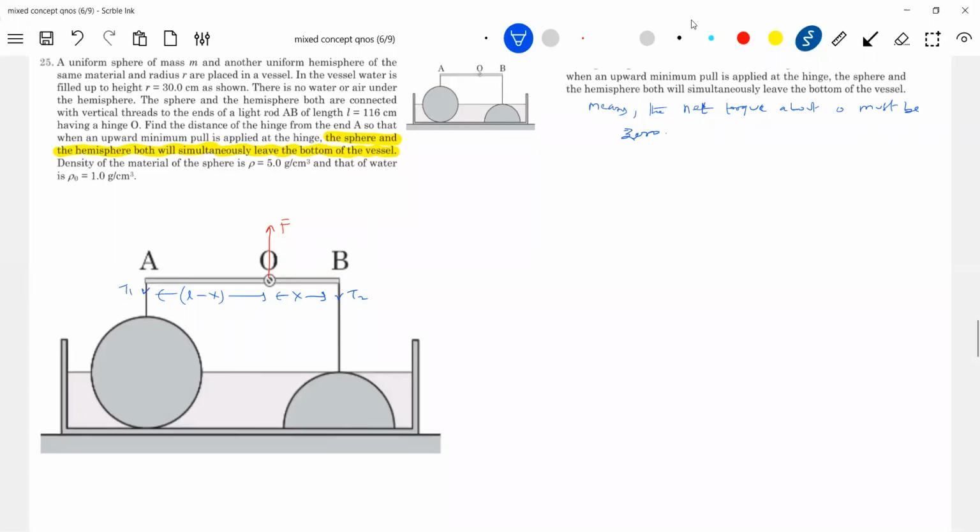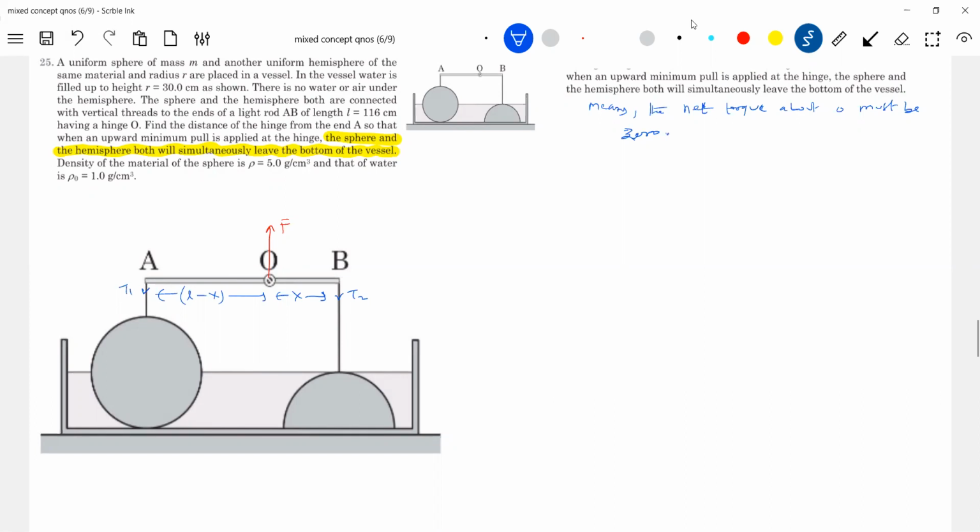If the rod AB remains horizontal on application of force, then only can both leave simultaneously. If the net torque is non-zero, suppose the net torque is clockwise. Then when A will leave, B will not lose contact. If it's anti-clockwise, B will lose contact, A will be in contact. So for both to leave simultaneously, the net torque about O must be 0. There's a fundamental idea here.